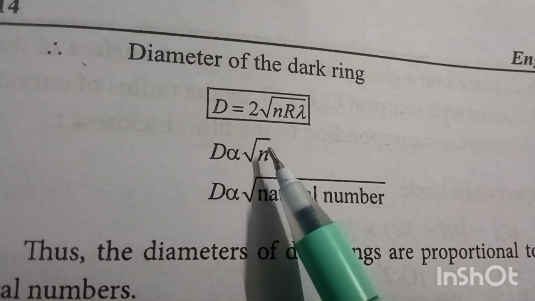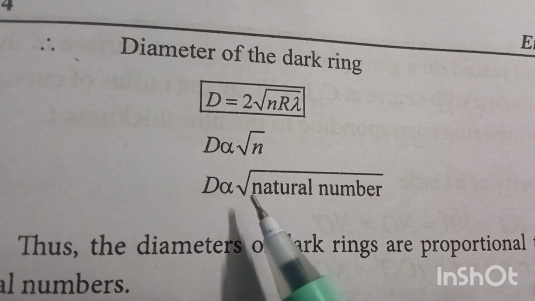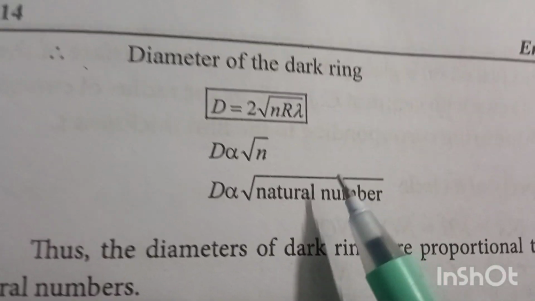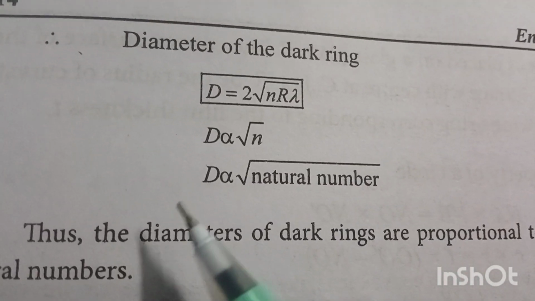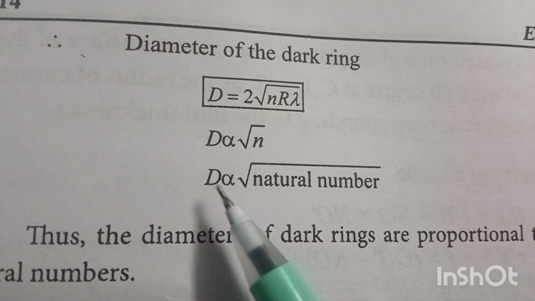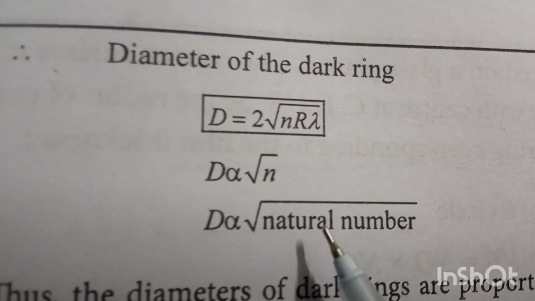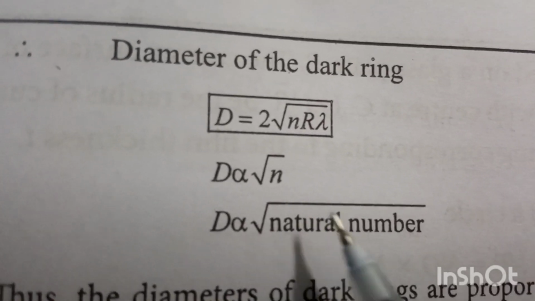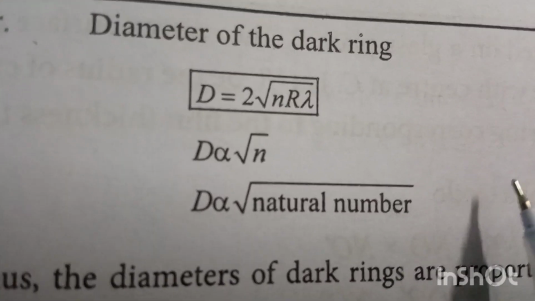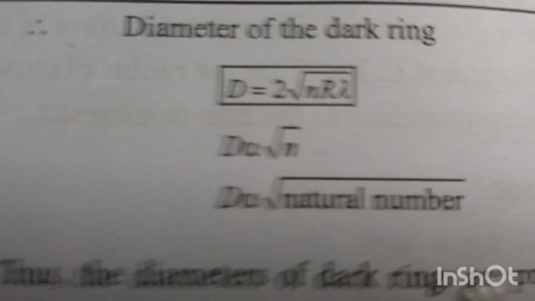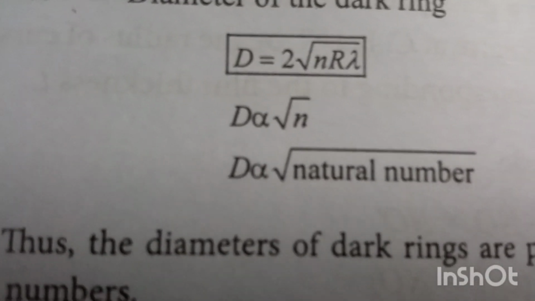If n is taken as 1, 2, 3 and so on, the result is also 1, 2, 3, 4 and so on, which are known as natural numbers. So that's why here we can write d is proportional to the square root of natural numbers. This means the diameters of the dark rings are directly proportional to the square root of natural numbers. Okay, so these are the conditions for the diameters of bright and dark rings.